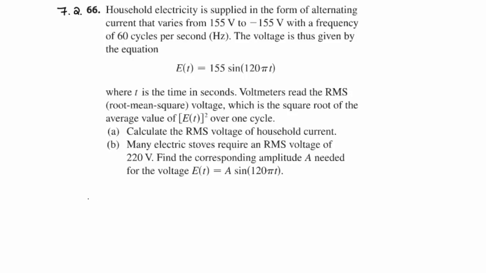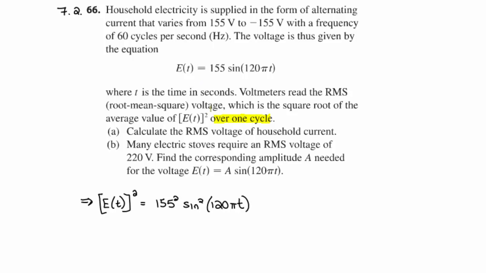So let's say this implies that E squared, E of t being squared, is just going to be 155 squared sine squared of 120 pi t. And then they want to know what the root mean square is. Well, that's just the average value of this function over a single cycle. That's where we have to think here. So let me highlight that.